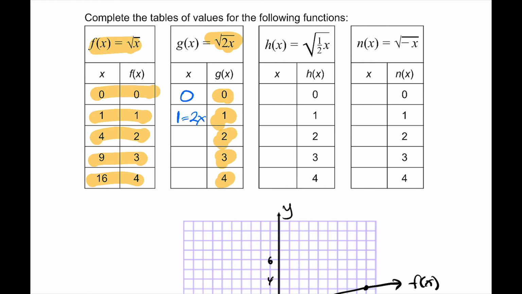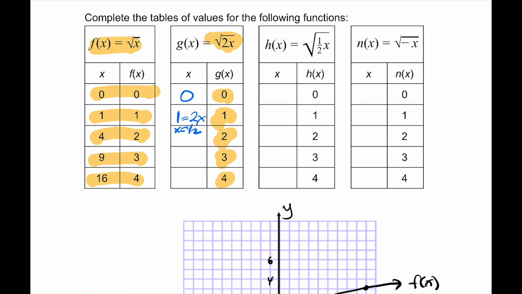So here, recognize that x has to be 1/2. So really, we get the point (1/2, 1) in g of x. And that makes sense if we think about it. If x is 1/2, what's 1/2 times 2? Well, that's going to be 1, and the square root of 1 is 1.